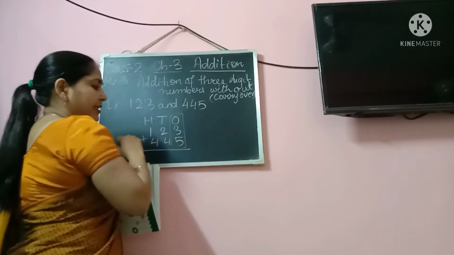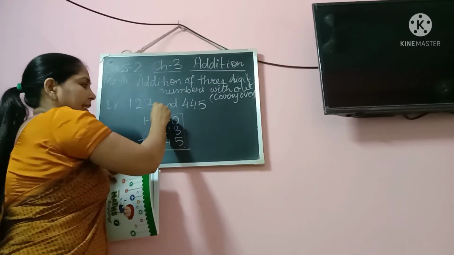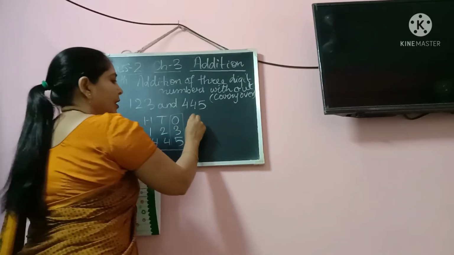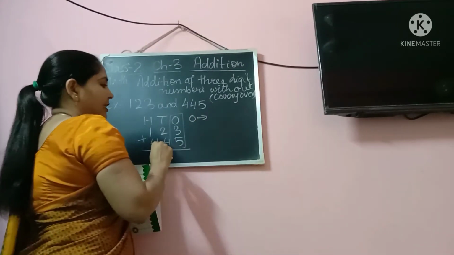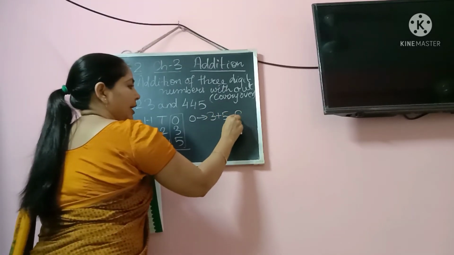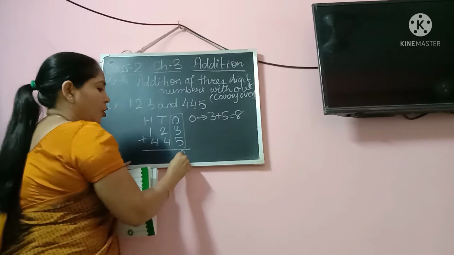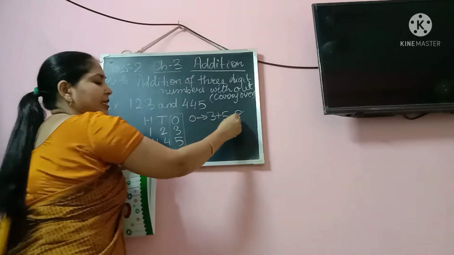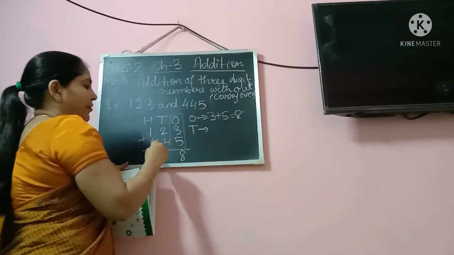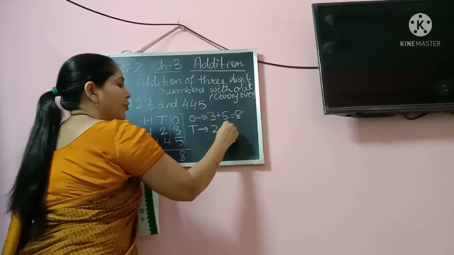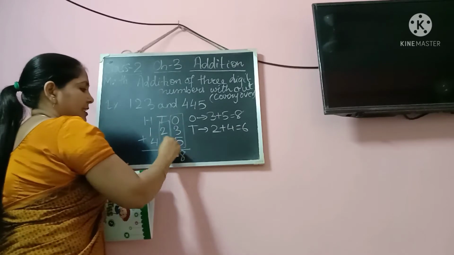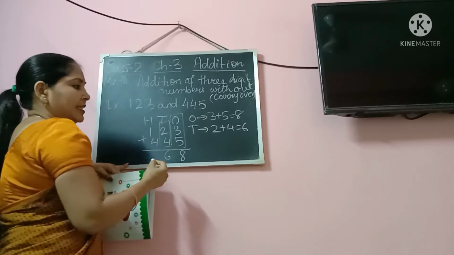Adding. Now, as we have learned in the previous topic with carrying over, again we have to first add the ones place digit, then tens place digit, and then we move to the hundreds place digit. So let's add in ones place. What are the digits? 3 plus 5 is equal to 8. So this 8 we are going to write under ones place because there is only a 1-digit number. Again in tens place, what do we have? 2 plus 4 is equal to 6. So we will write 6 here.